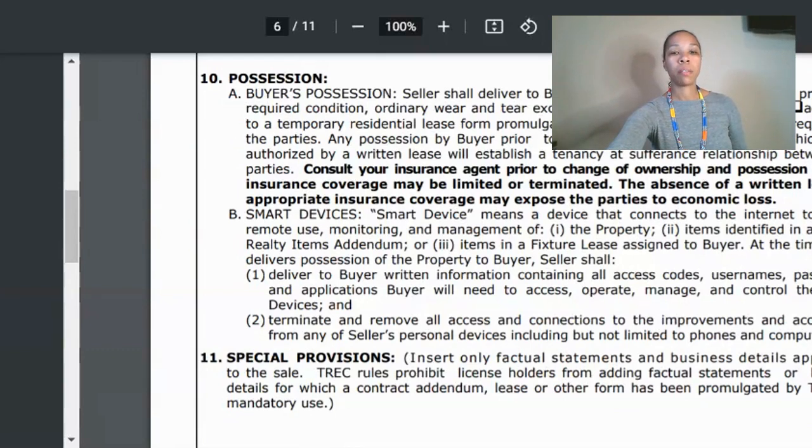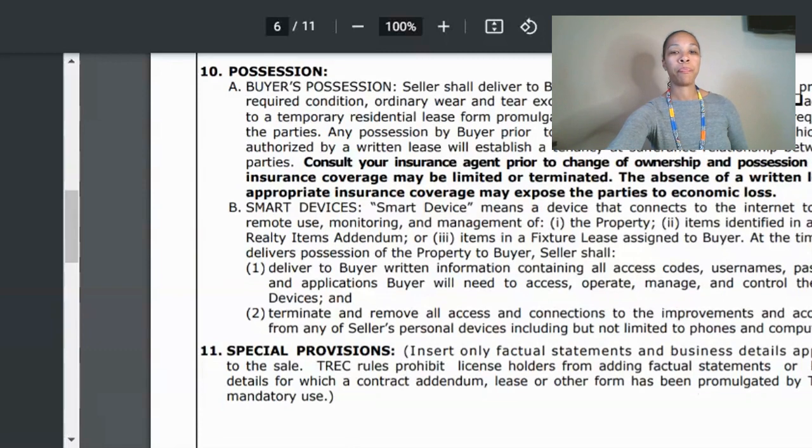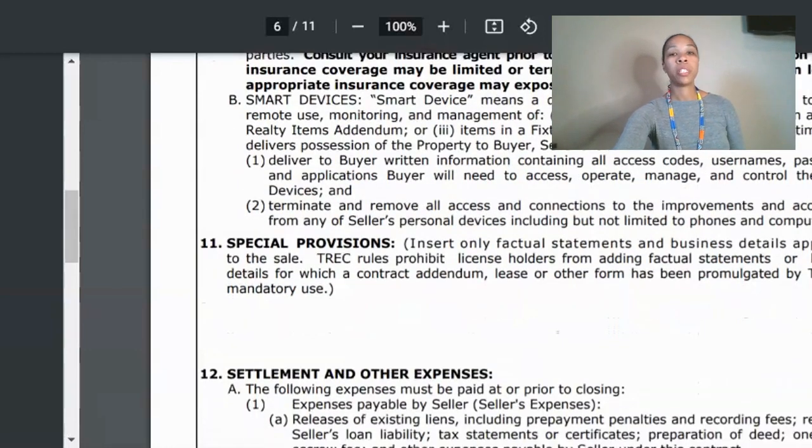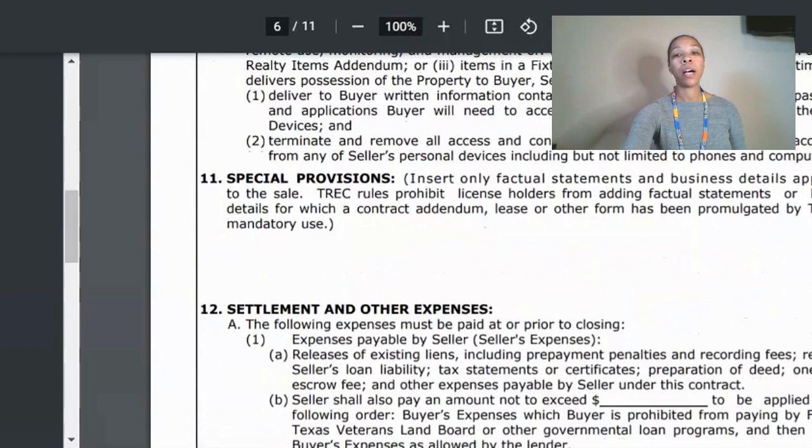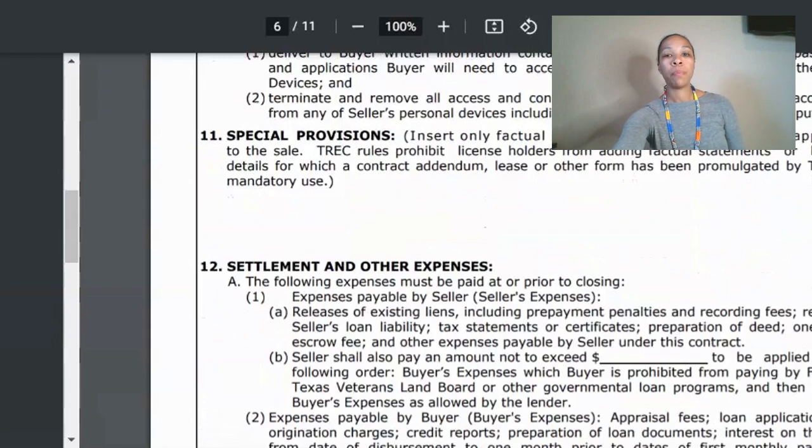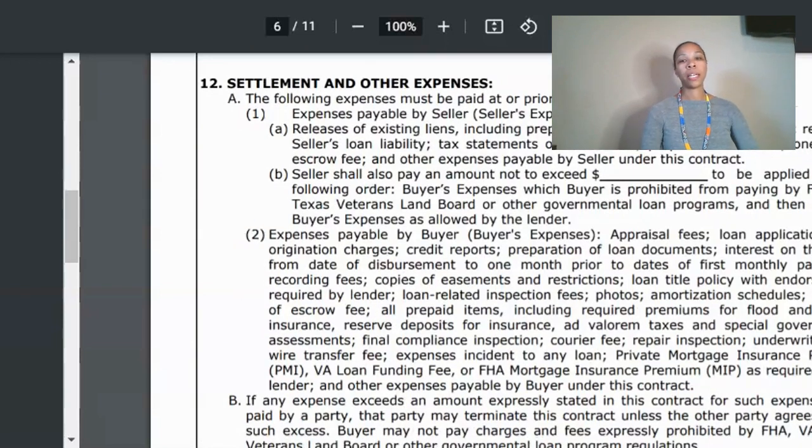And so then it talks about smart devices and special provisions. Generally speaking, you are going to see that blank. If an attorney is helping out with that, that is something that will be discussed at that point. But other than that, we don't need to worry about that. Settlements and other expenses. This is generally like a seller's concession, and it depends on what you need it for and if it's available to be used. That's all mentioned in section 12.